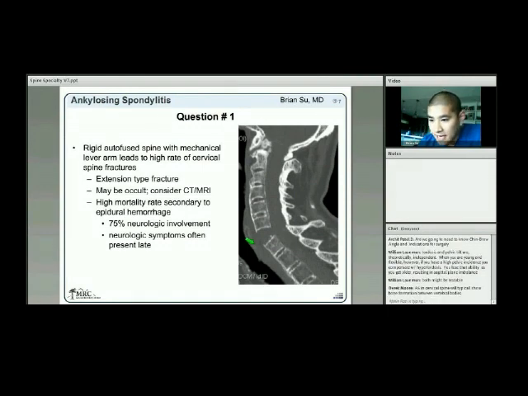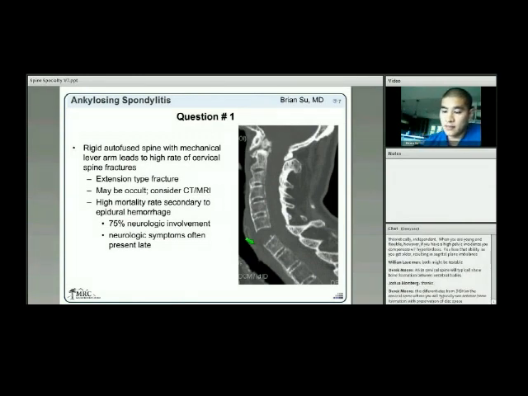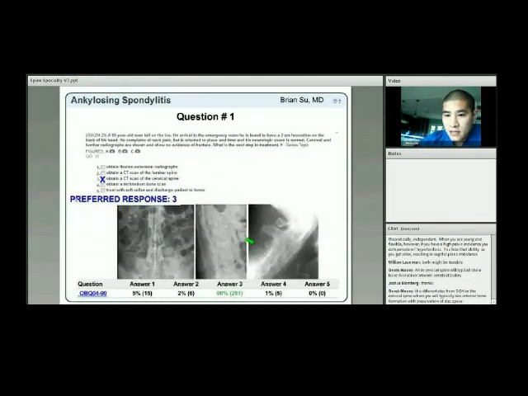In addition, there is a 75% neurological involvement, and it's typically from an epidural hematoma. And these patients can progress, so you have to watch these patients very carefully in the setting of cervical spine trauma, because even small forces in the setting of an ankylosed brittle spine can lead to a fracture. So the answer is obtain a CT scan of the cervical spine because you do want to rule out fracture, and most of you did choose that.